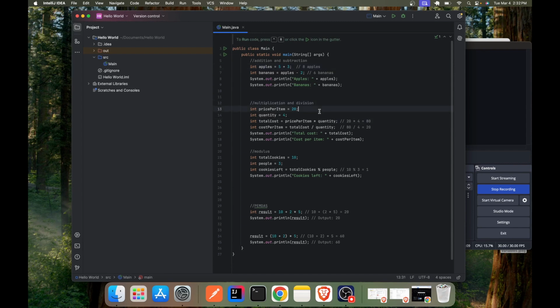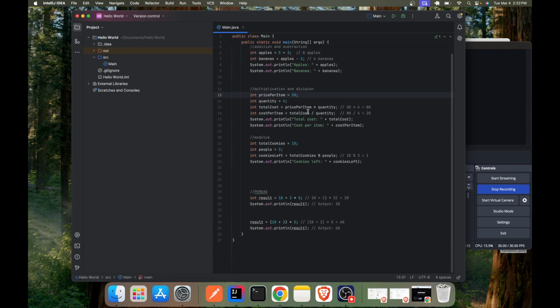Now let's look at multiplication and division. So say that you have a price per item equals 20 and you have a quantity of 4. Your total cost would be your price per item times your quantity, or 20 times 4, which equals 80. So our total cost would be 80. And vice versa, if we divided, so say that we took our total cost that we got in the previous line and we divided it by our quantity, that would get our cost per item to be 20, or our price per item.